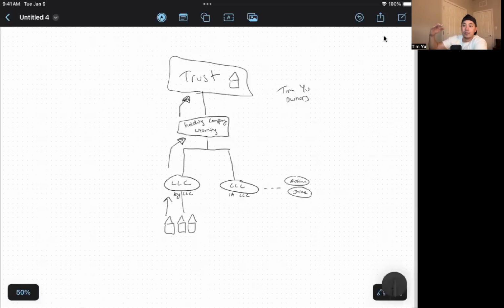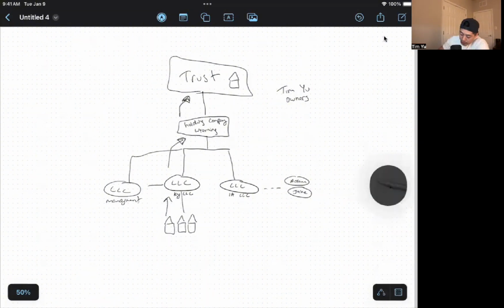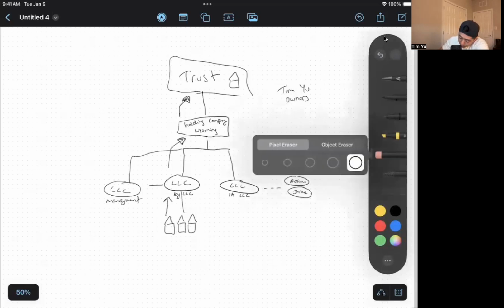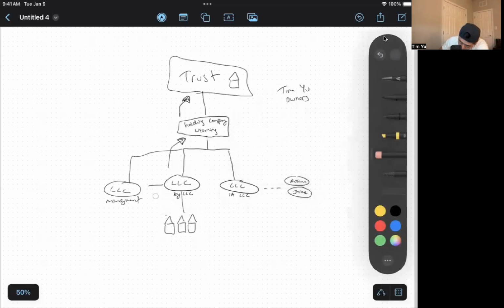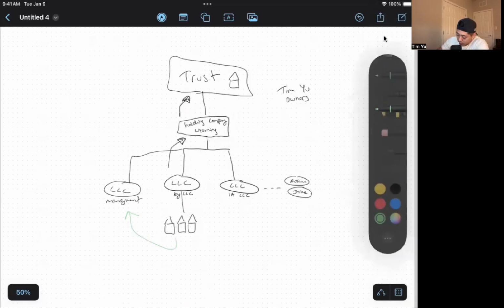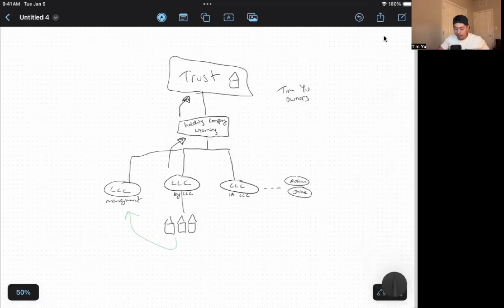And then when you level up and start getting a little more creative with things, this is a possibility as well: to have an LLC that's managing. So this is a management LLC. The reason why this is a good idea is because imagine that you have tenants now paying rent to this LLC, and this is the only LLC they're going to be dealing with, right? Because they're paying the management company.